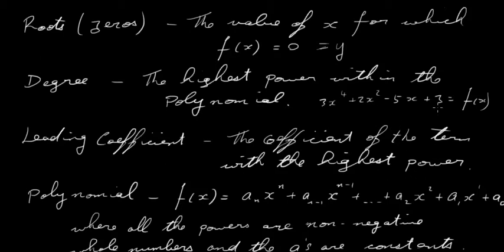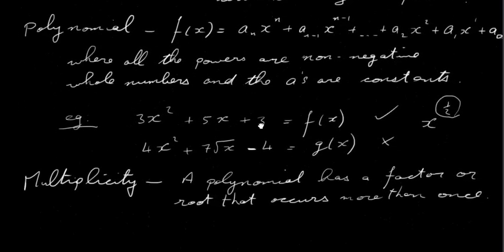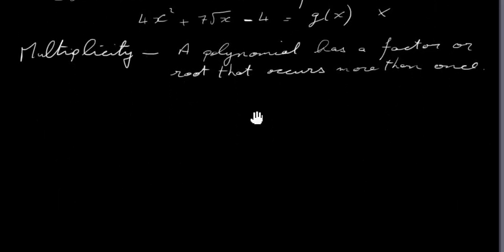So if you look at this again here, the term with the highest power is this term here. The leading coefficient is 3. Okay, and let's see, do we have any more here? Oh yeah, multiplicity. We're going to talk about multiplicity here.